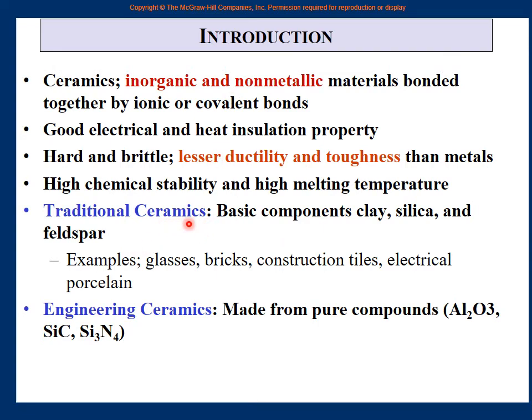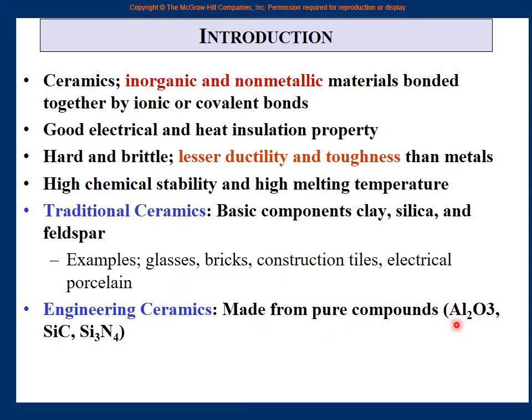Traditional ceramics: clay, silica, sand, and those things. And from there, glasses, bricks, construction tiles, the porcelain used for electrical applications. These are traditional ceramics, right? When we say construction tiles, then in your houses, the tiles used on floors and sometimes windows and so on, right? But then these are traditional ceramics. Engineering ceramics are also complete ceramics, same type of properties, but they are non-traditional. They are being used in applications which are not generally these.